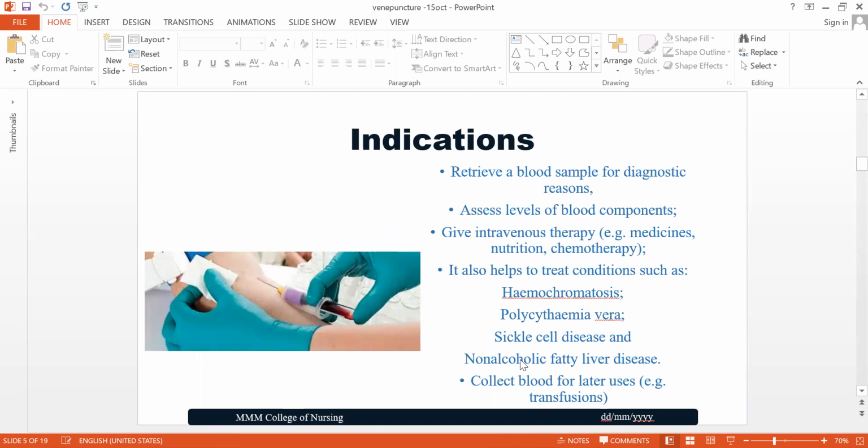First thing is to retrieve a blood sample for diagnostic reasons. Next, to assess the level of blood components. It is also helpful to give IV therapy. For example, medicines, nutrition, and chemo drugs can be given through the site. It can also help to treat conditions such as hemochromatosis, polycythemia vera, sickle cell disease, and non-alcoholic fatty liver disease. Can also collect blood for later use, for example, transfusions.